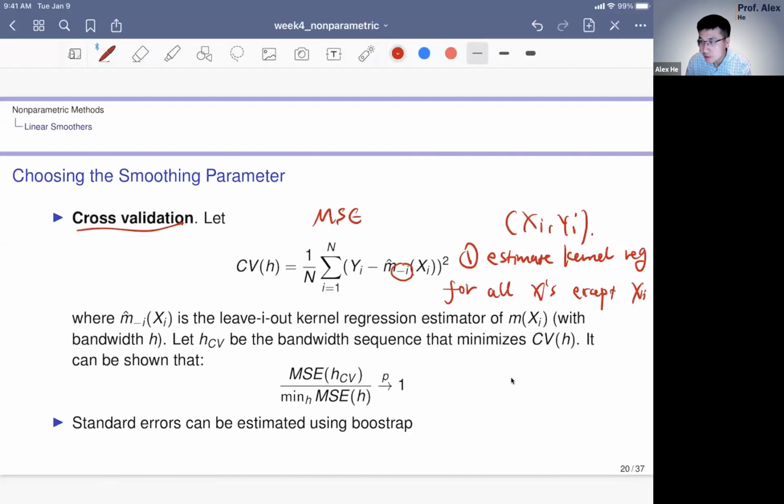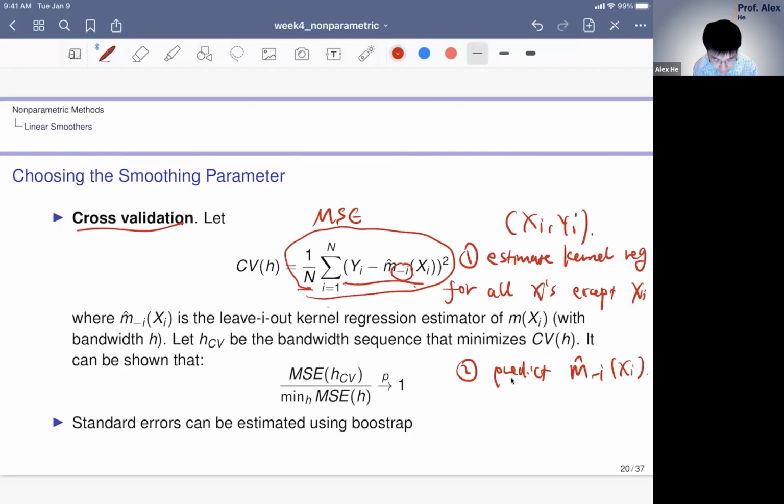So you estimate this kernel regression using all the x's except this xi, and that would give you a prediction of the y. You call that m minus i of xi. So that's your prediction. And then you use the real yi to calculate the difference between the real yi and the predicted y. And then you do that for every single x, right? So if you have n observations, you would do that n times, and then take the average, dividing by n. And that gives you the mean squared error. So that's the average mean squared error for all of the x's.